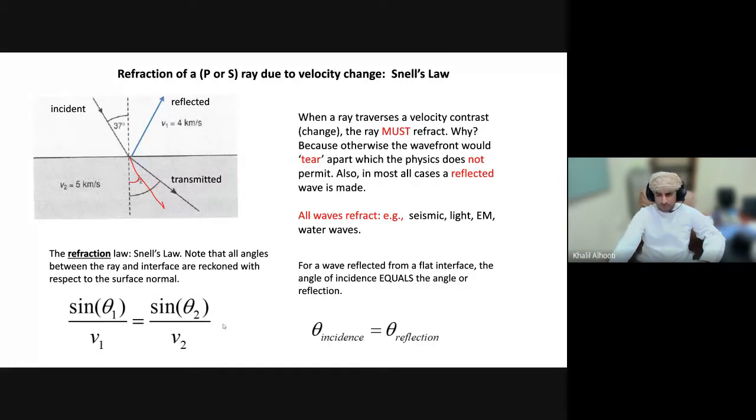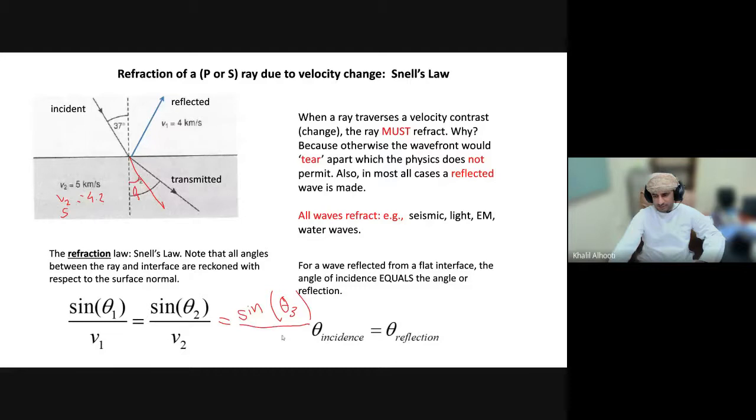So it will be calculated as such. I know already sine theta 1 is going to be sine 37. V1, which is the velocity of the P wave in the first layer, is 4 km/s. Let's assume I also know V2S, the S wave velocity, let's assume it's 4.1 or 4.2. Then I can work out the transmission angle of the S wave. It's going to be sine theta, let's assume it's 3.